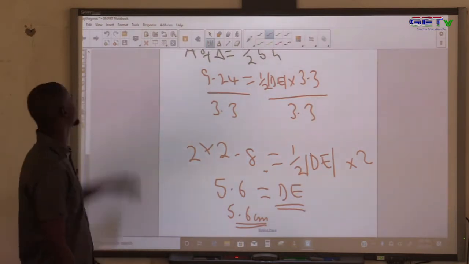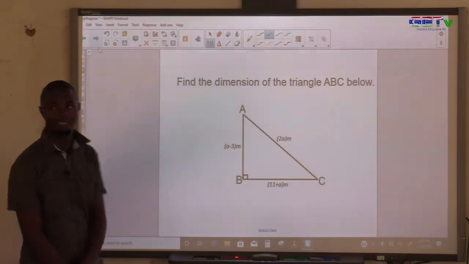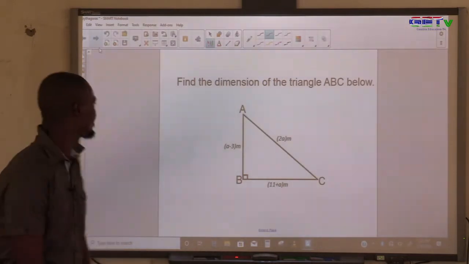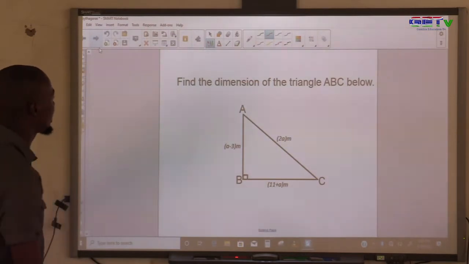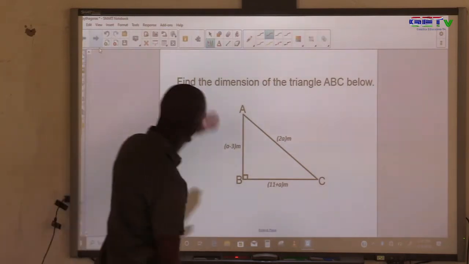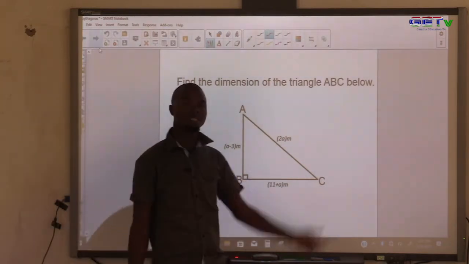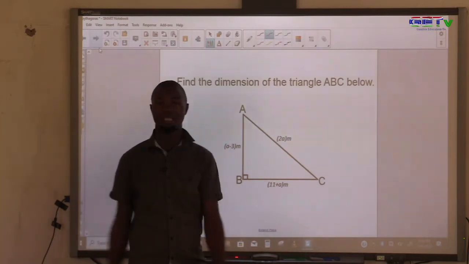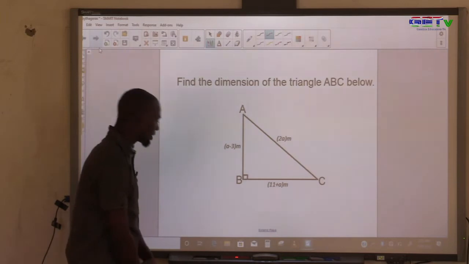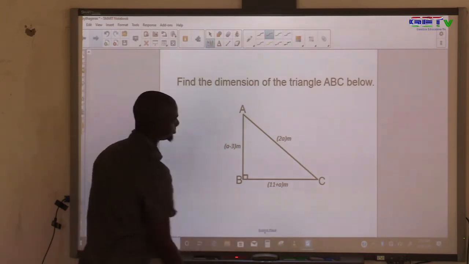The next one, this is the next assignment. Find the dimension of the triangle ABC below. You will find the sides of the triangle, meaning you have to find AB, you find BC, and you find AC to get the dimension of the triangle. How do you do that? You apply the Pythagoras theorem.